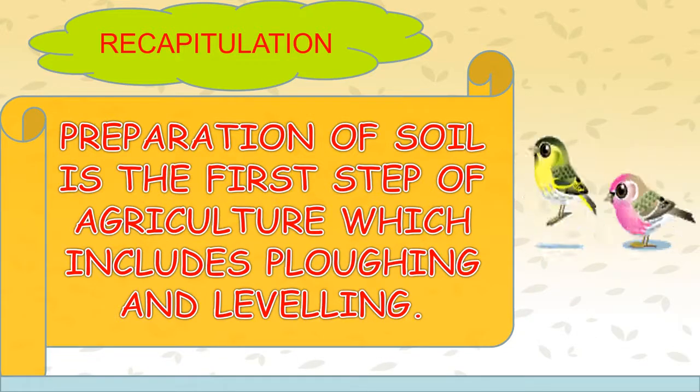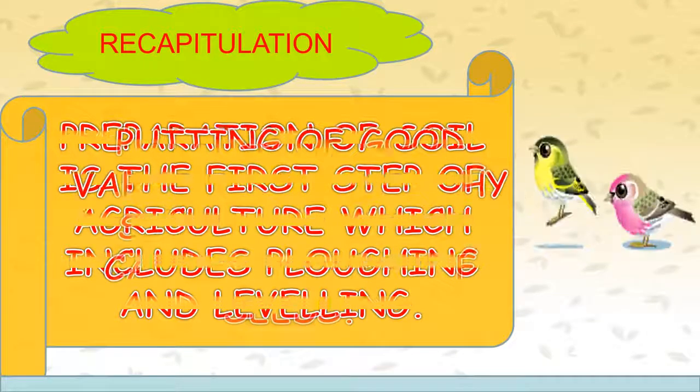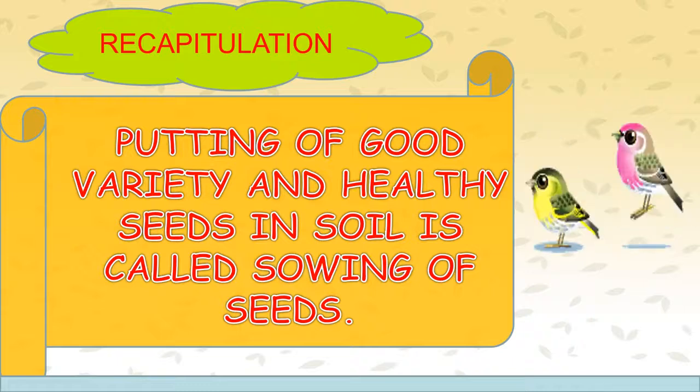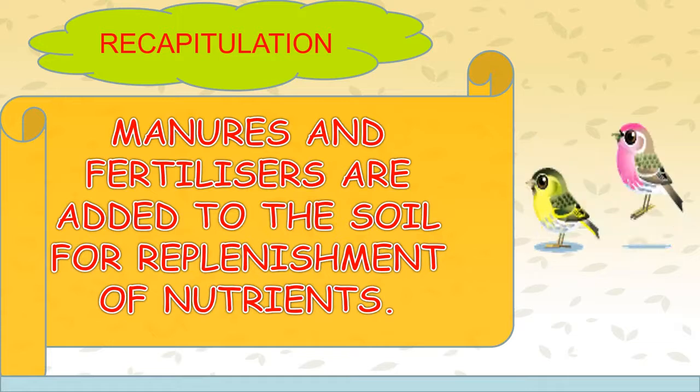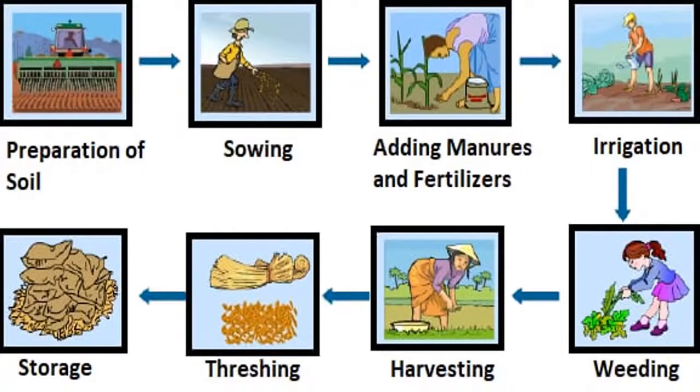Preparation of soil is the first step of agriculture, which includes plowing and leveling. Putting good variety and healthy seeds in soil is called sowing of seeds. Manures and fertilizers are added to the soil for replenishment of nutrients. Now we have completed the first three steps of agriculture.